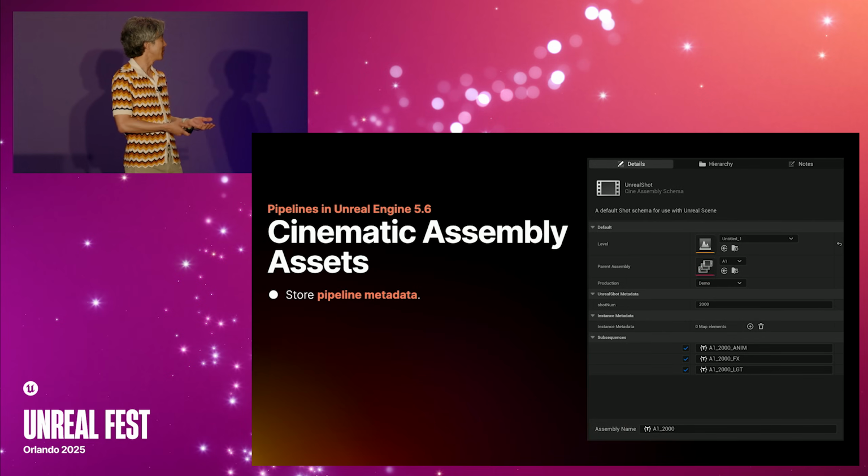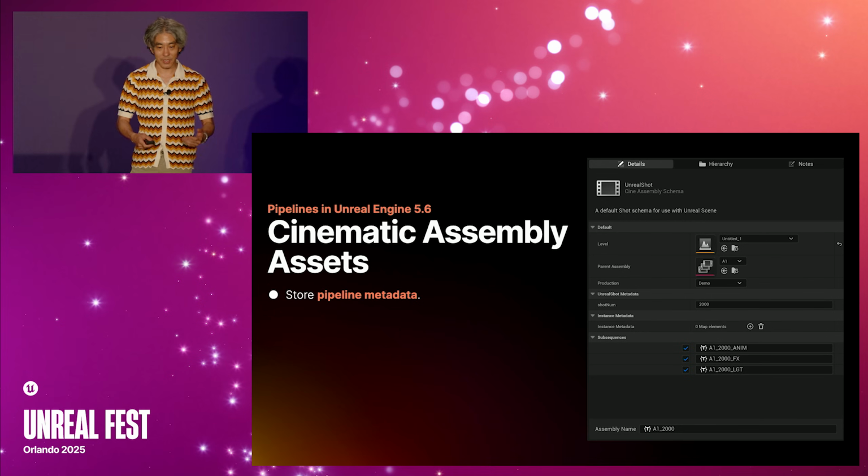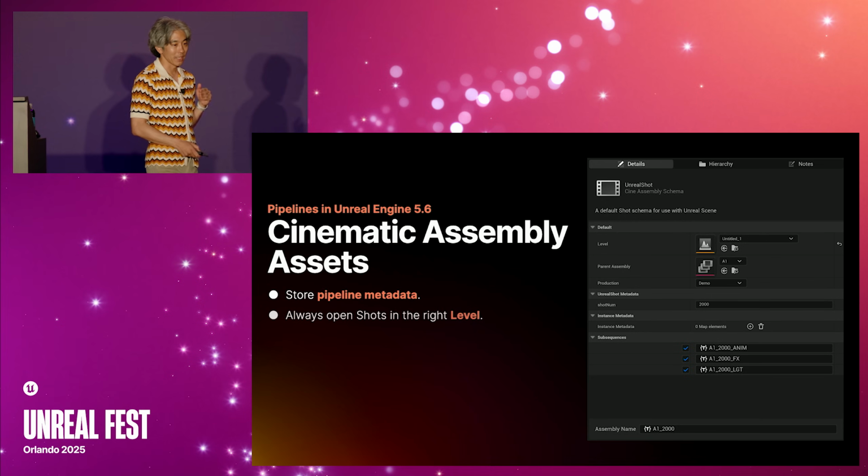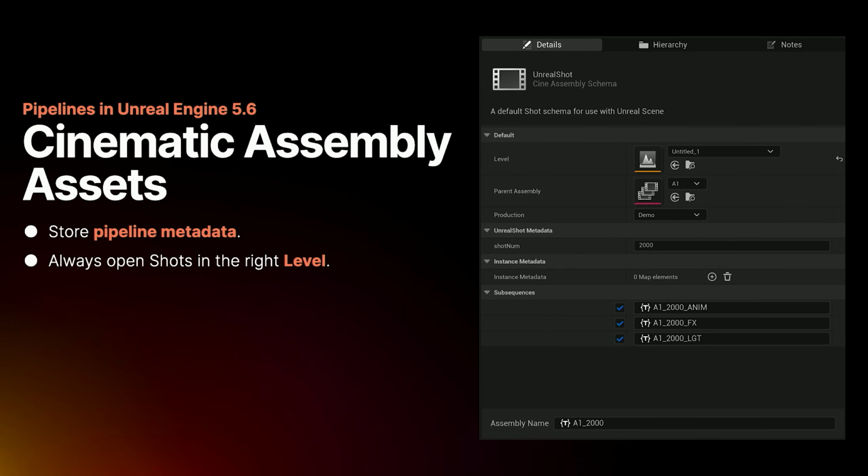And then once you've defined the schema, you can create the assets, right? So this would be potentially your shot asset. This can store pipeline metadata. It will always open shots in the right level. I don't know if you've ever tried to do this, where you open a sequence and you don't know which level it goes to. This is aimed at solving that problem.